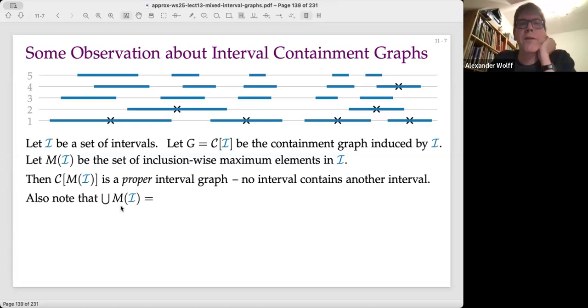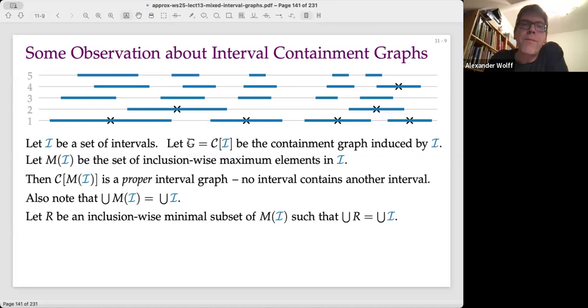Also, note that if we take the union over these maximal elements, then this is the same as if we take the union over all the intervals. We get the same set of points. Really, you consider an interval a set of points, and this is like looking at the projection of these intervals on the x-axis. It is enough to look at the maximal intervals. Is the statement clear? The notation you could discuss, but I hope it's clear anyway.